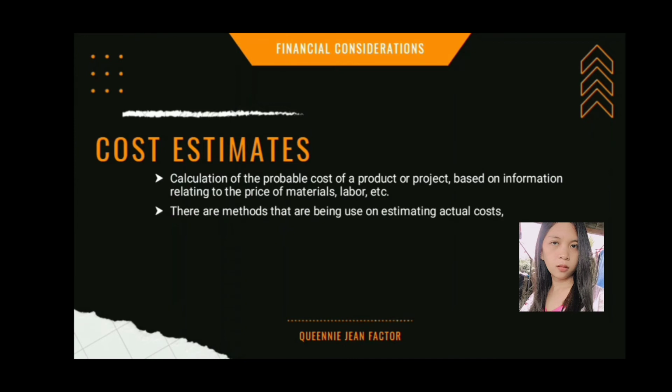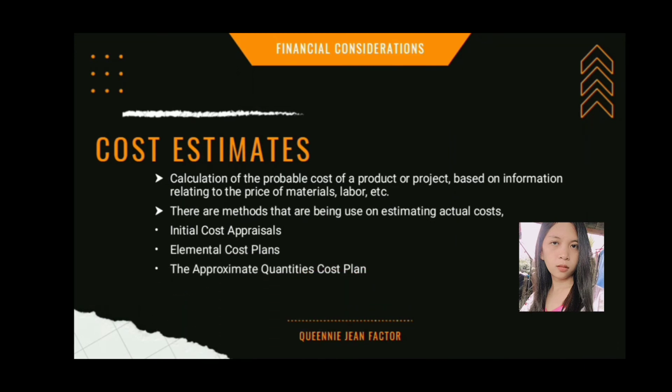In cost estimates, there are methods that are being used in estimating actual cost. The first one is initial cost appraisals, elemental cost plans, the approximate quantities cost plan, the pre-tender estimate or what we call PTE, and the last one, the contract sum. The actual cost may change as the amount of detail available increases.